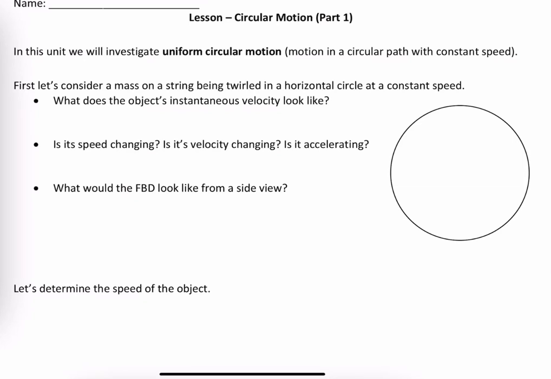In this unit, we're going to investigate what's called uniform circular motion. That is motion in a circular path, and the word uniform, as it's meant before, means constant speed. So something moving in a circular path with constant speed.